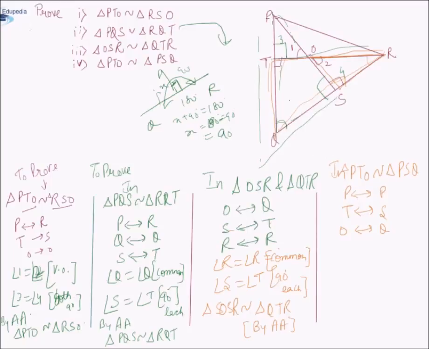So for PTO, this is the triangle PTO and the triangle PSQ, that is PTO and PSQ. We can see that angle P is common in both the cases, and T and S, in PTO and PSQ, yes, angle T is equal to angle S, that is 90 degrees in both the cases. So by AA criteria, again we can say that triangle PTO is similar to triangle PSQ.